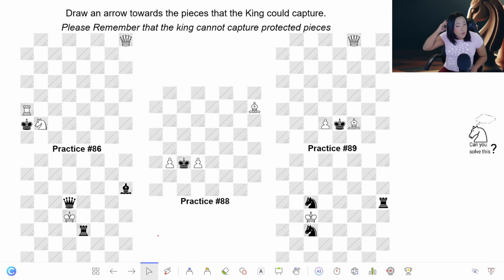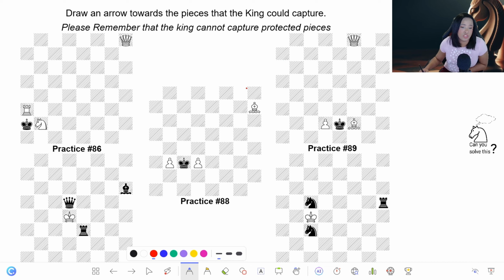So for this one, we're going to practice how to capture. Notice it says capture, okay? with the king. And we're going to show it with an arrow. We're going to draw an arrow towards the piece that the king could capture. Please remember that the king cannot capture protected pieces, okay? That's something very important for you to remember. You cannot capture with the king anything that is being protected, okay?